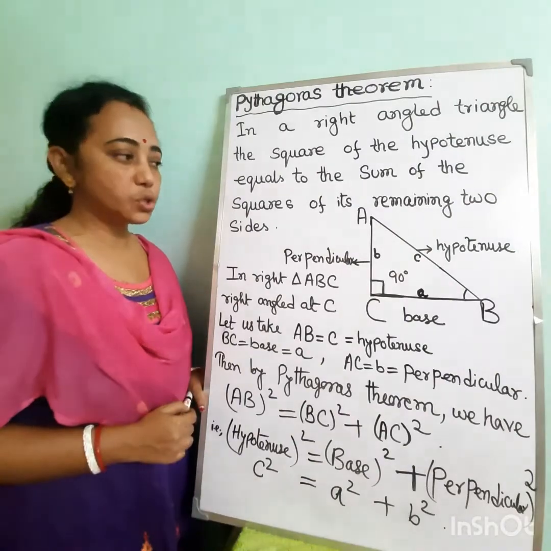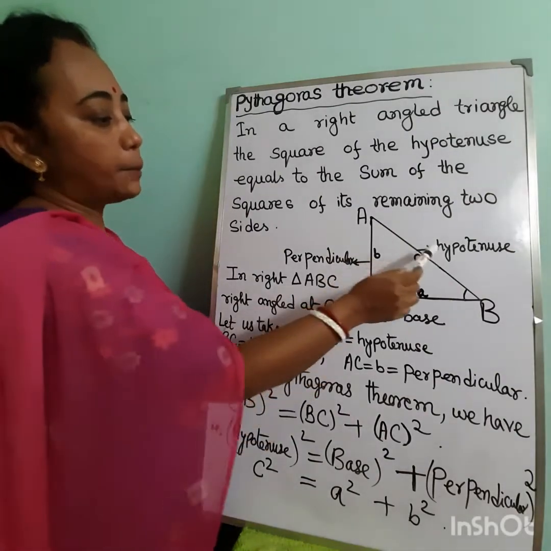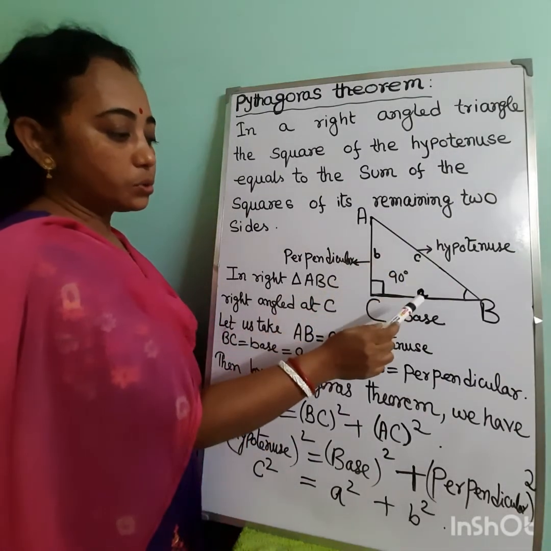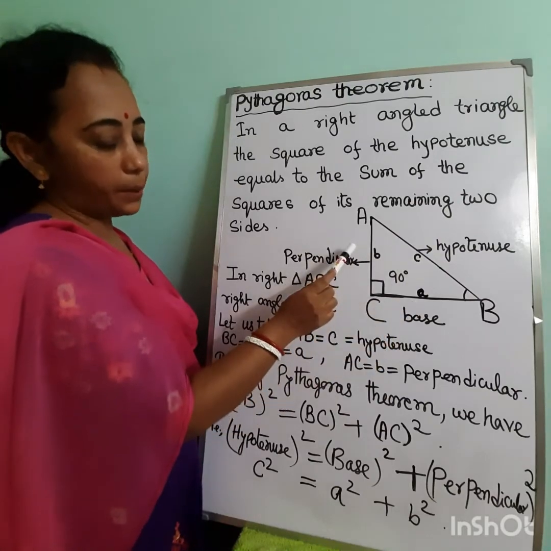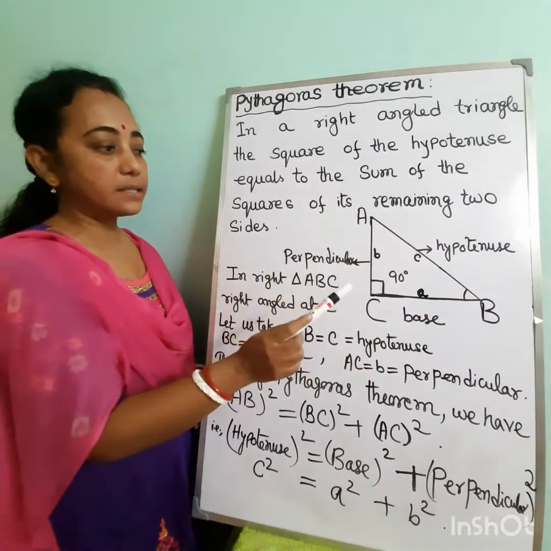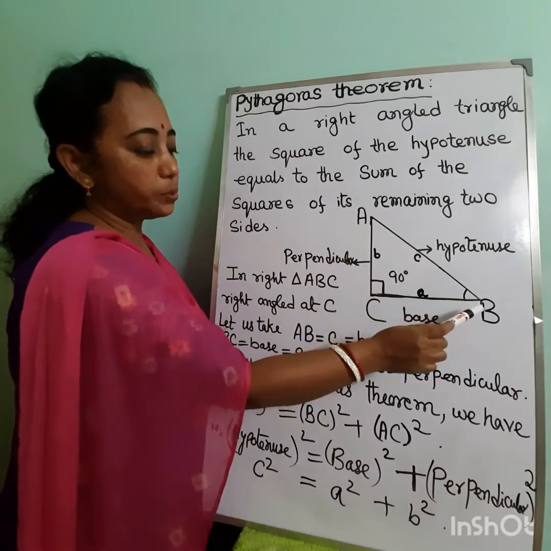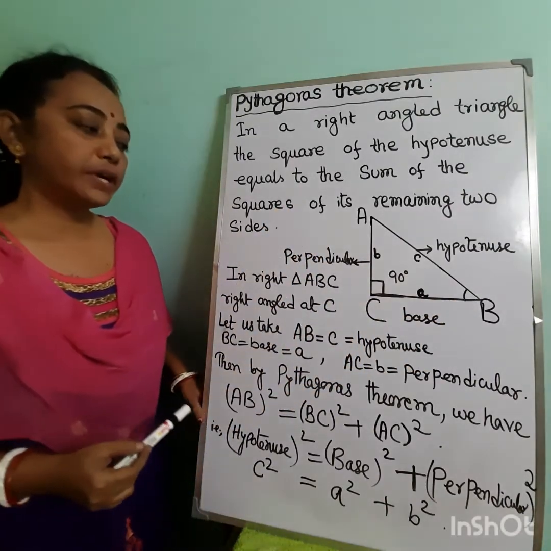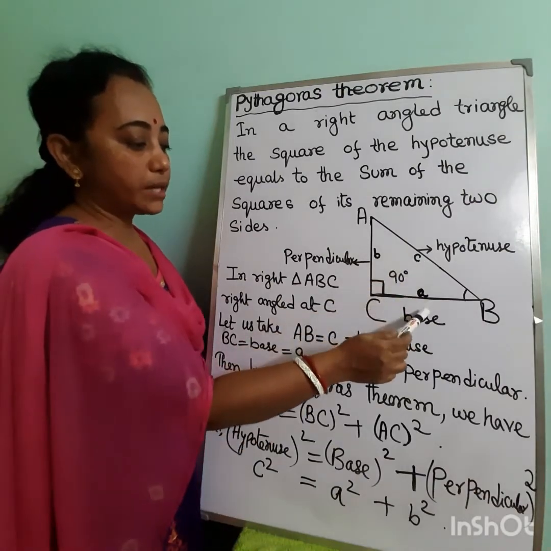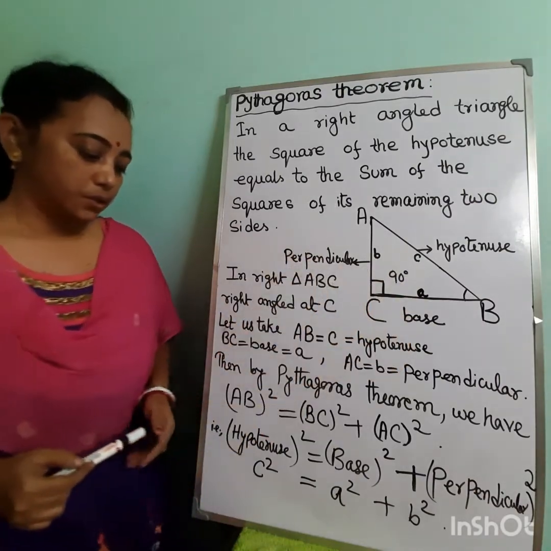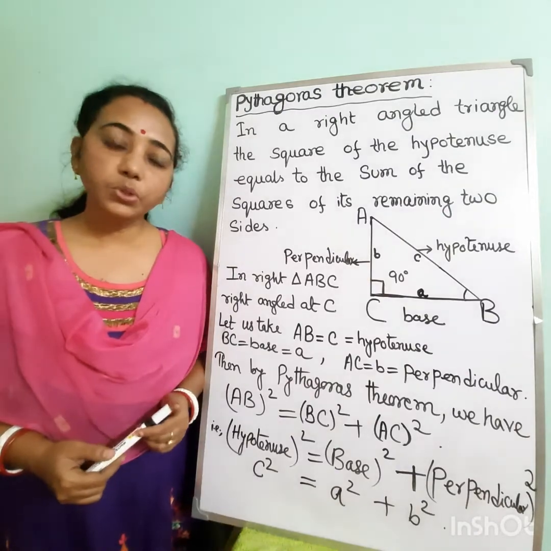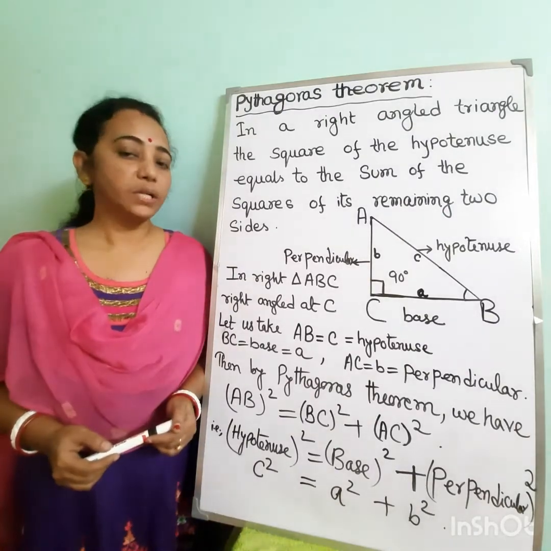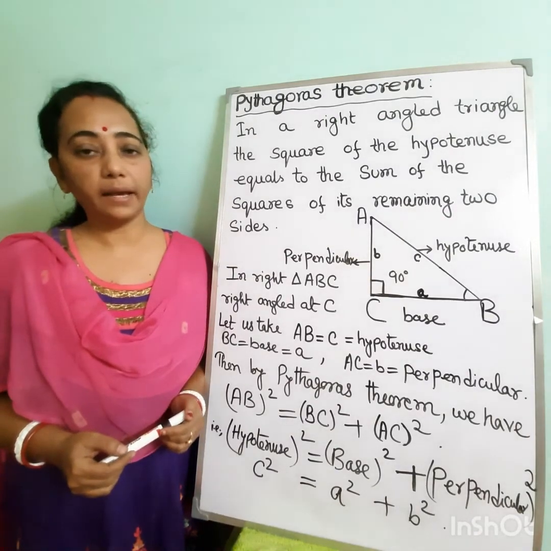So by Pythagoras theorem, we have hypotenuse square is equal to base square plus perpendicular square. That is AB square is equal to BC square plus CA square. Or we can say c square is equal to a square plus b square. So the hypotenuse square is equal to the sum of the squares of its two legs.